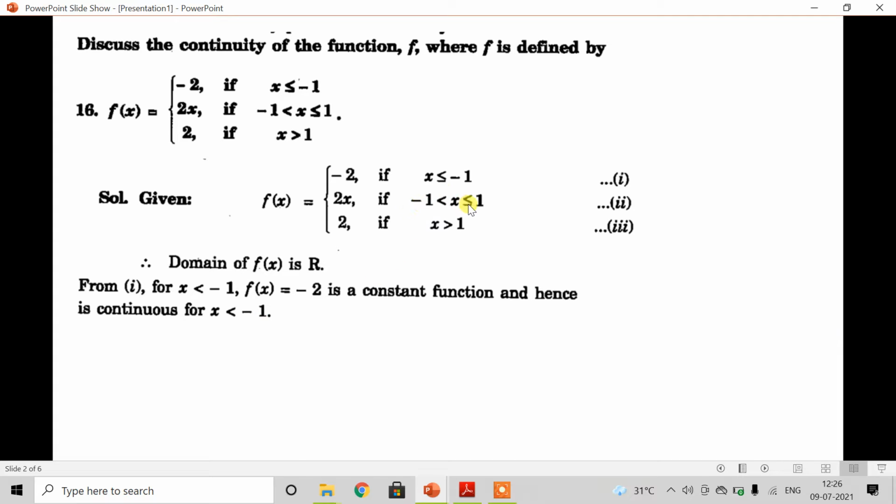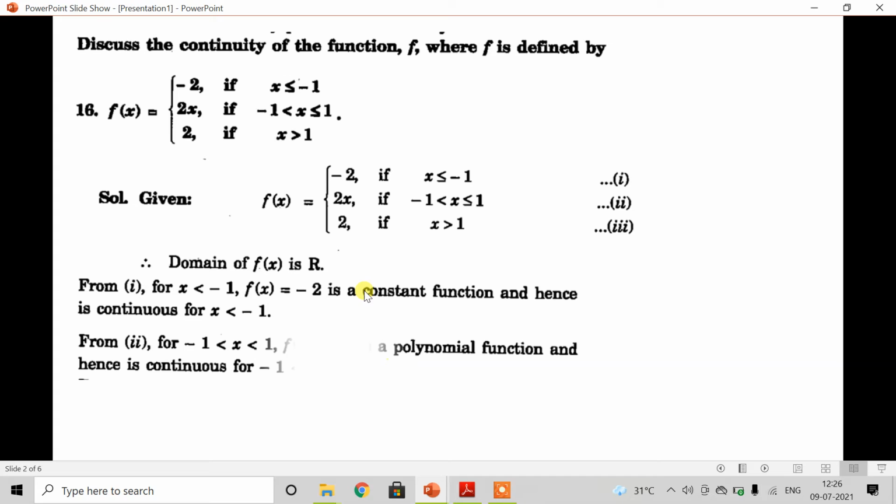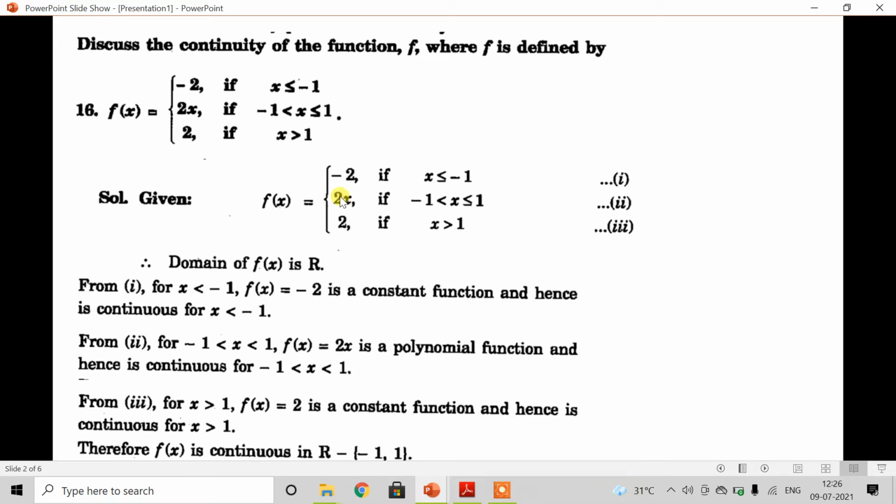Now for the points lying between minus 1 and 1, the function is defined as 2x. It is a polynomial function, hence it is continuous for x lying between minus 1 and 1. Now for points greater than 1, the function is a constant function 2. So again it is continuous for all values of x greater than 1.